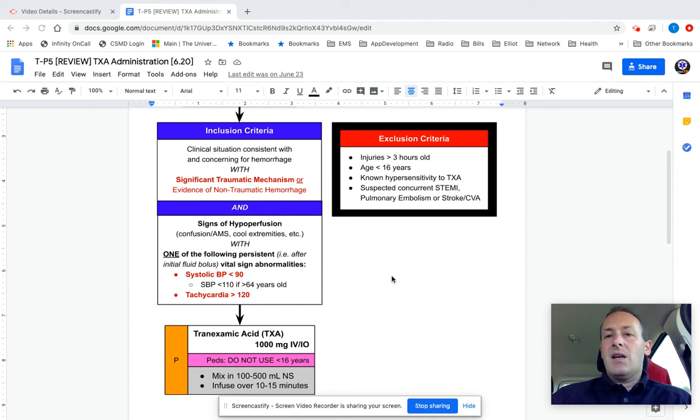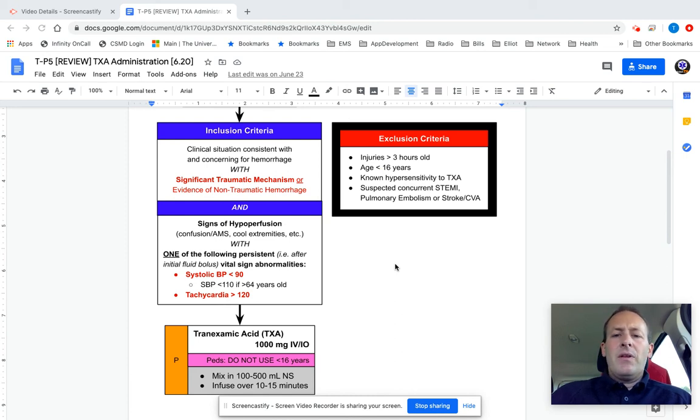The second thing is just pediatrics. For age less than 16, for right now, we're not using TXA, although there's some push, especially in Europe, and some emerging evidence that I suspect that in the future we will use TXA in our pediatric population. The only other exclusion criteria is a known hypersensitivity or allergic reaction to TXA. The likelihood of that being known is almost zero, I imagine.